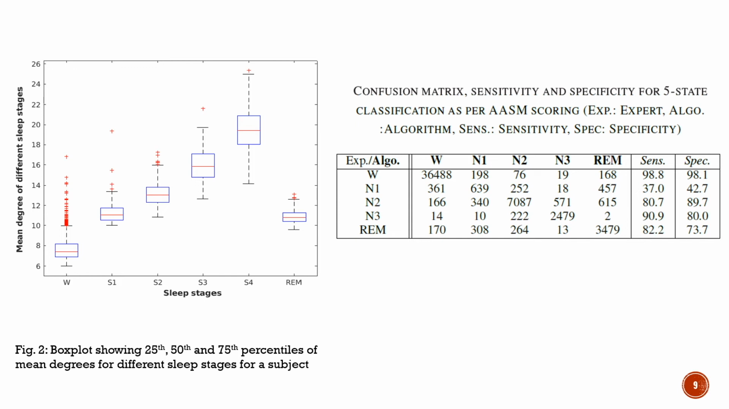Now coming to the right hand side, it shows a confusion matrix along with the sensitivity and specificity values for the 5-state classification. We can see that it is well able to provide good sensitivity and specificity for all the sleep stages except that of N1. And in literature also we have seen that most of the time the N1 or S1 sleep stage is the one which is very difficult to accurately classify, and hence it shows a very low sensitivity value.